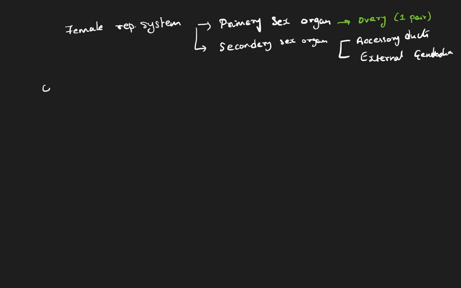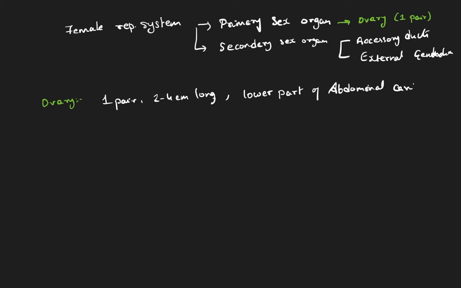So when you talk about the ovary, it is present in one pair, and its size is 2 to 4 centimeters in length. It is a primary sex organ which is present in the lower part of the abdominal cavity, whereas the male was outside, right? This is present in the lower part of the abdominal cavity, and it produces ova and secretes sex hormones.